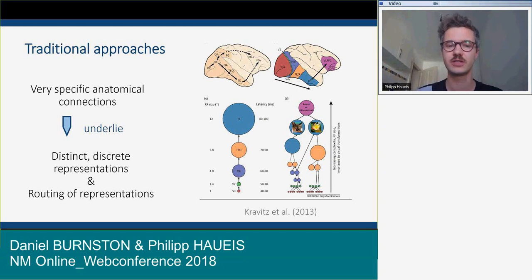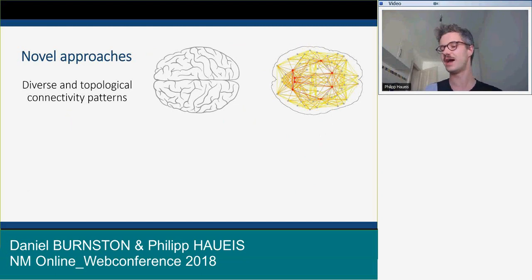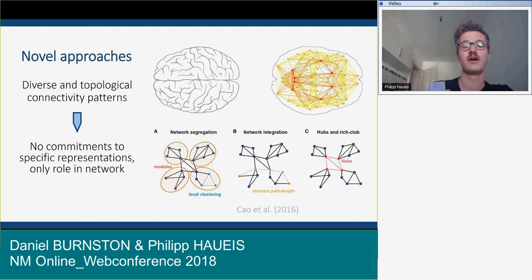In contrast to these traditional approaches, there are a number of approaches that we simply call novel approaches that focus more on the topology of the brain as a network and on the diversity of different connection properties within that network. And these approaches, we claim, are not committed to specific representations at each level of the hierarchy, but only to the idea that different parts of the hierarchy have different roles.